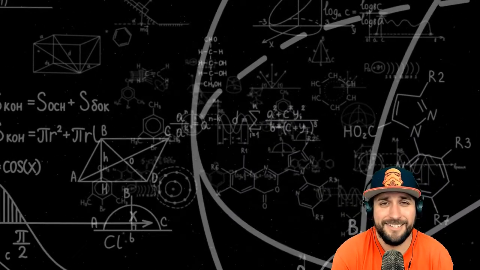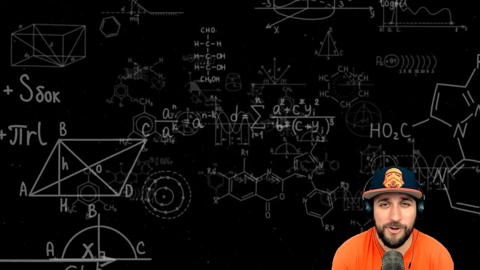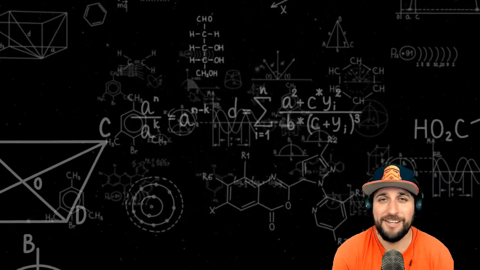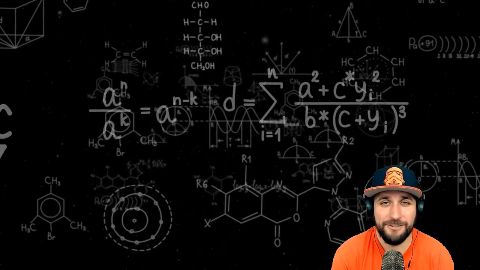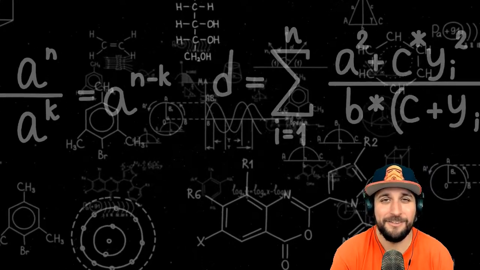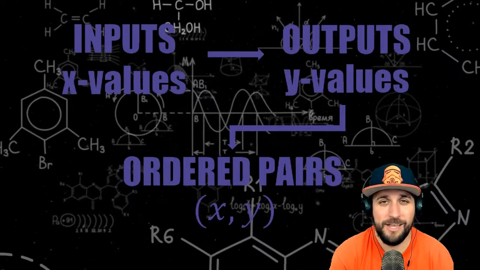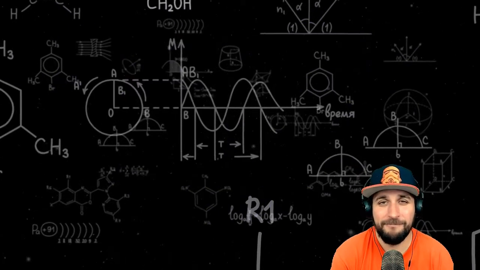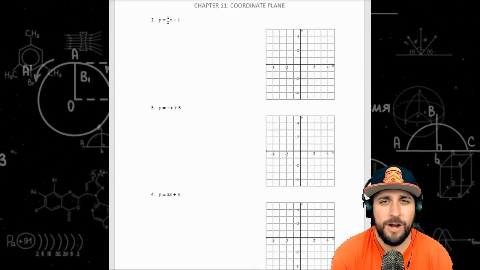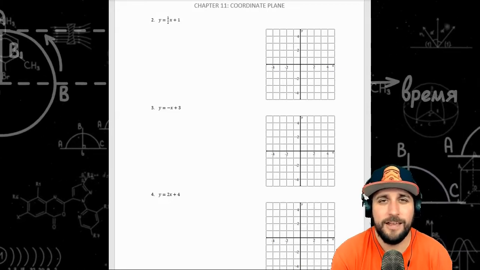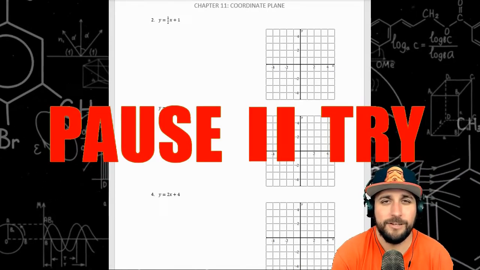So today's lesson is just graphing lines on a coordinate plane. There's really nothing more to it. You get input values, plug them in, get output values. These create ordered pairs. You plot your ordered pairs on your coordinate plane and then connect them with a line. So on the practice problems on the back, try them and then we'll go over the answers.